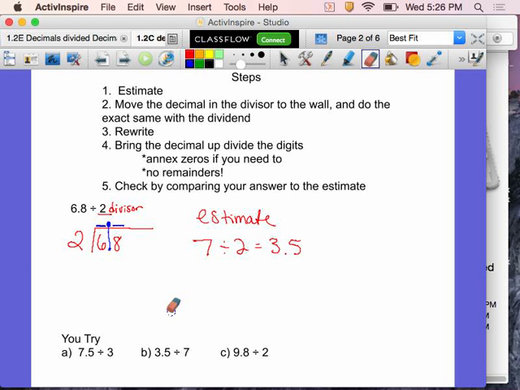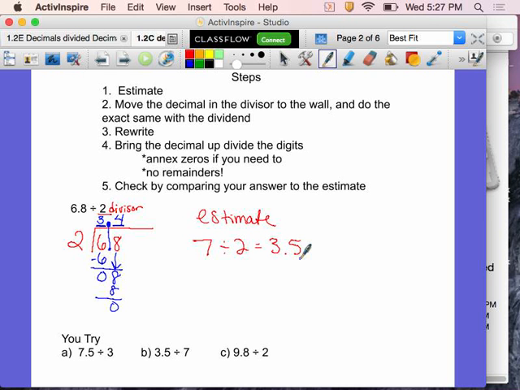So now go ahead and do your actual dividing. 2 goes into 6 3 times. 3 times 2 is 6, and subtract: 6 minus 6 is 0, and bring down your 8. 2 goes into 8 4 times, and 2 times 4 is 8. So that one, we have no remainders, so we have nothing to worry about there. And we know that it's about 3 4/10, and that is close to our estimate of 3 5/10.